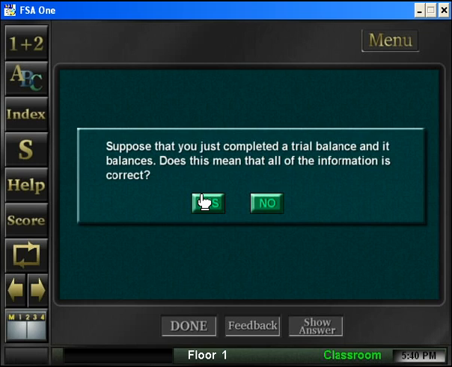Suppose that you just completed a trial balance, and it balances. That is, the debit column equals the credit column totals. Does this mean that all of the information is correct? Correct. Although an unequal trial balance suggests that errors were made, entering transactions more than once or not at all would not affect the equality of debits and credits. Both would be equally too high or too low. Misclassifying a transaction would also not affect the equality of debits and credits. Yet the result is hardly correct.